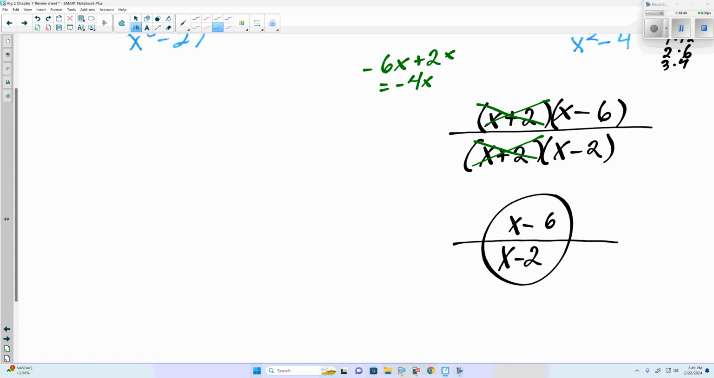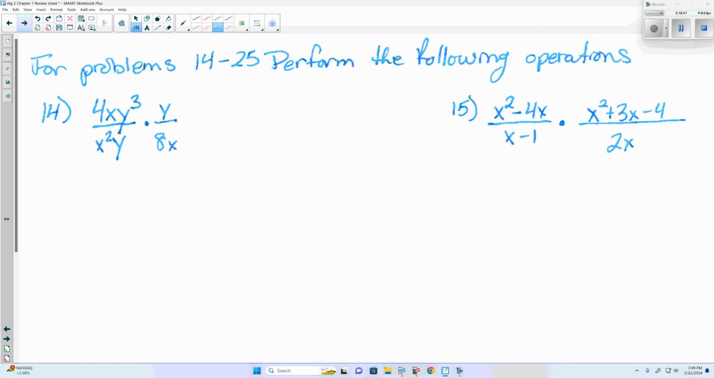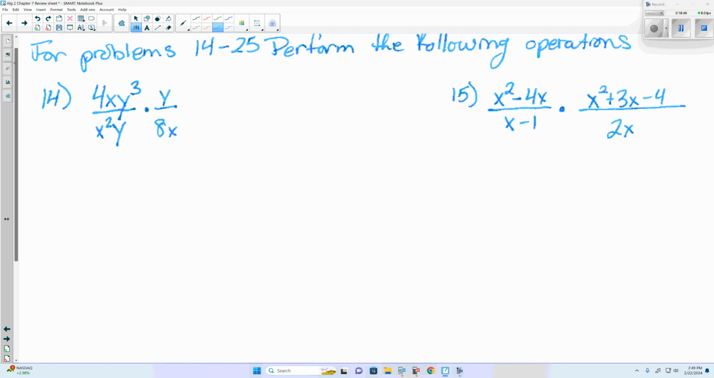Questions on this here? You feel comfortable with this? Yes? No? Numbers 14 through 25, perform the following operations. Again, we don't have to worry about restrictions. A problem like 14 is not going to be on the test. Checking the time. 2:49.